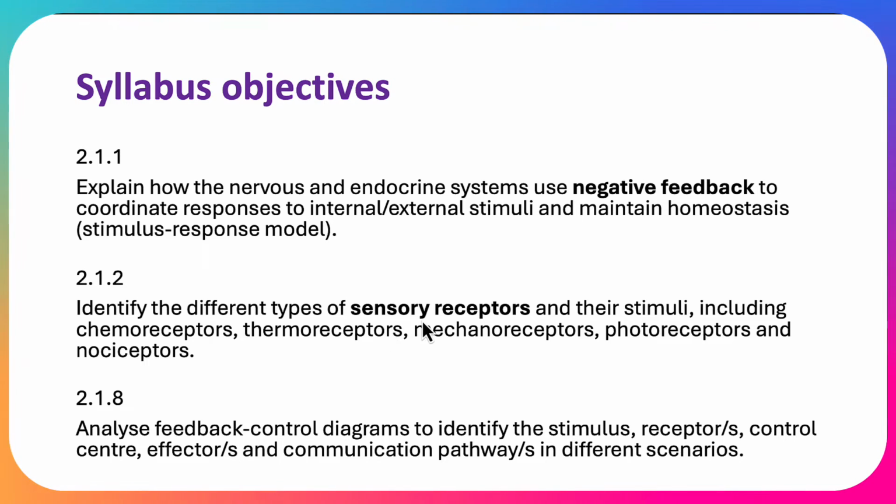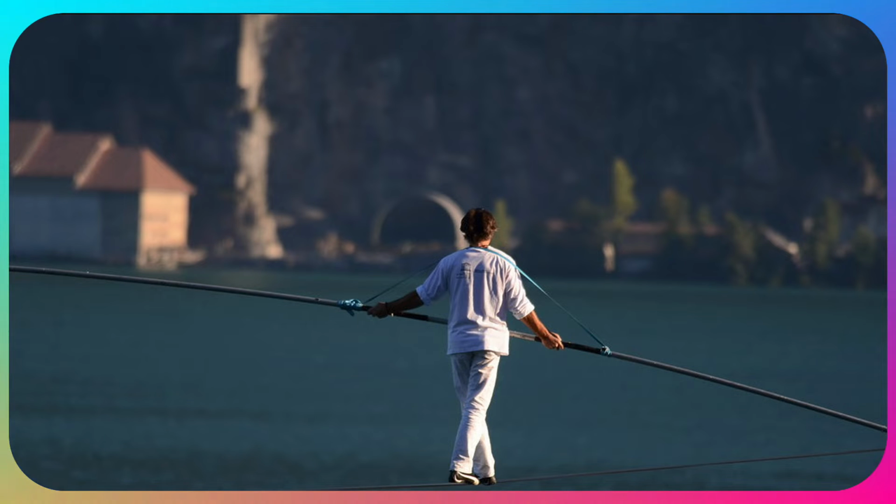Second one's an easy one. It's talking about the different types of sensory receptors. And the third one is about analysing feedback control diagrams, and we'll look at a couple of examples to be able to do that. So first of all, homeostasis is about maintaining a constant internal environment.